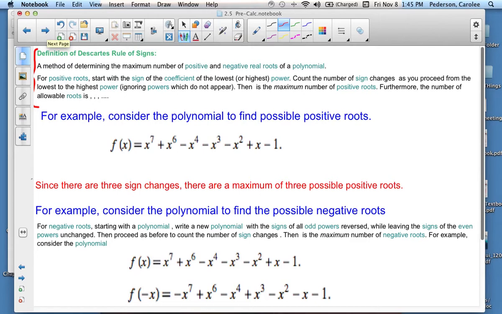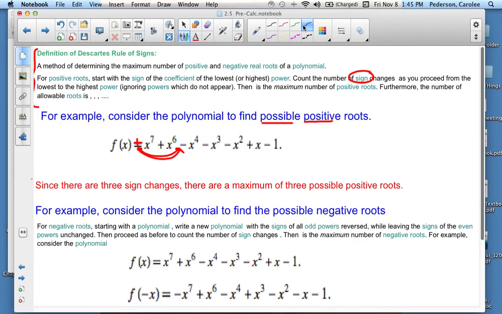The first example, consider the polynomial. We want to find out how many possible positive roots there are. So we're looking for sign changes. Sign changes mean things going from a positive sign to a negative sign. So we look at this function, f of x. We start off with this positive, and we have our first sign change right here, going from a positive over here to a negative. So there's one sign change.